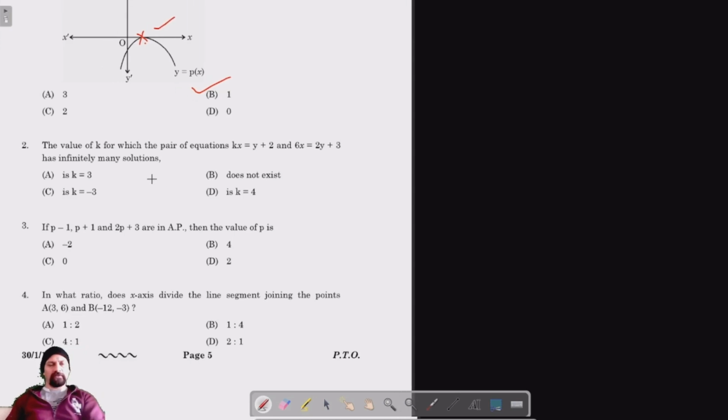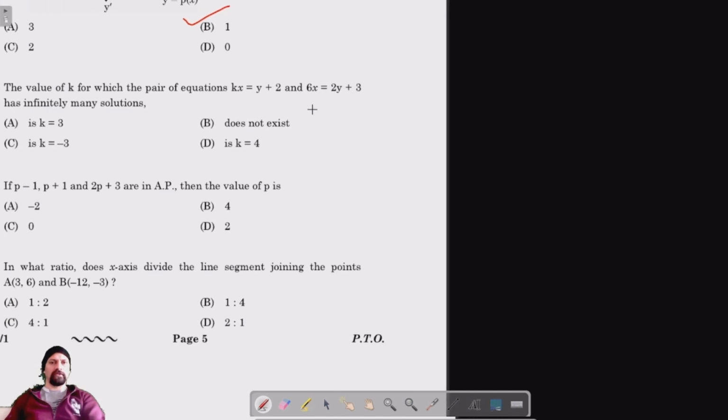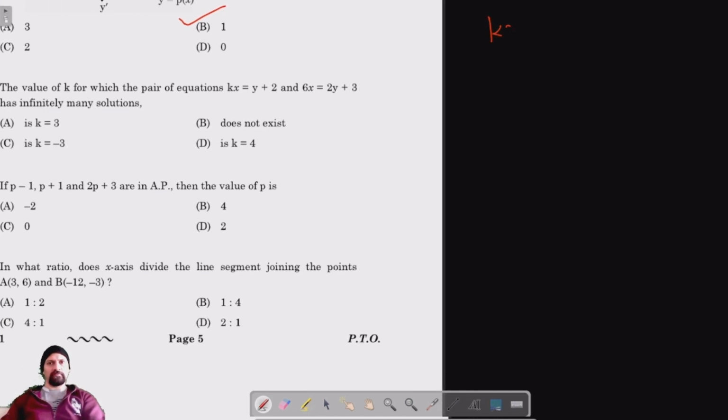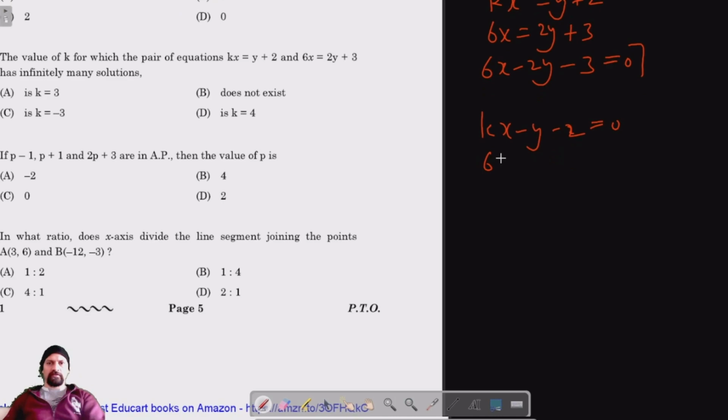Now, for the second MCQ, we have to find the value of k for which the pair of equations. So let's write down the pair of equations. The pair of equations are kx is equal to y plus 2. So this is now kx minus y minus 2 is equal to 0. And next is 6x is equal to 2y plus 3. So this is 6x minus 2y minus 3 is equal to 0. Okay, so these are our two equations.